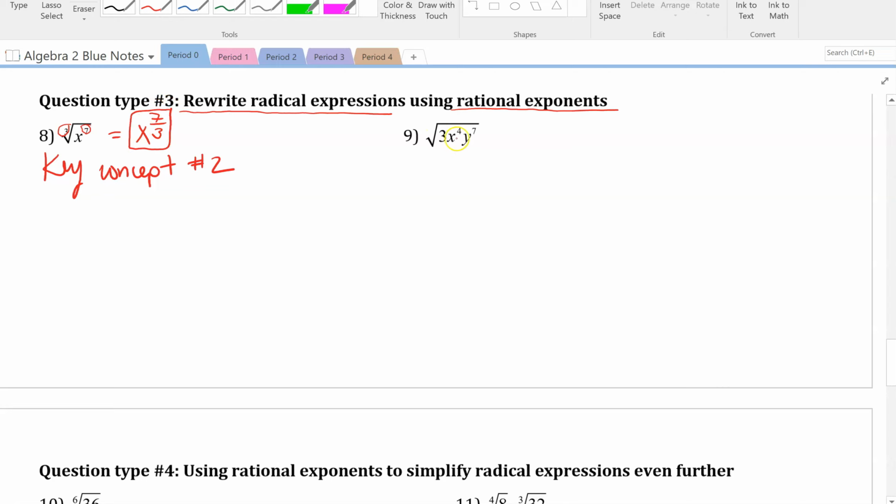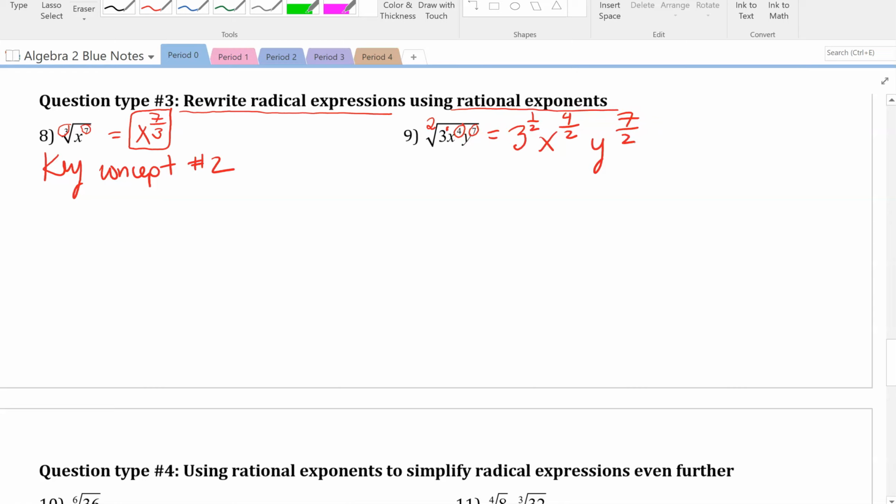Now for 9, we have different bases, right? So we need to think about what each of their different powers are. So for the base of 3, it's a power of 1. For x, it has a power of 4, and y has a power of 7. And then there is no index, which implies it's a square root or an index of 2. And then for each base, we write a different rational exponent for each one. So for the base of 3, it would have a 1 in the numerator and a 2 in the denominator. For x, it would have a 4 in the numerator and a 2 in the denominator. And for the base of y, it would have a 7 in the numerator and a 2 in the denominator.